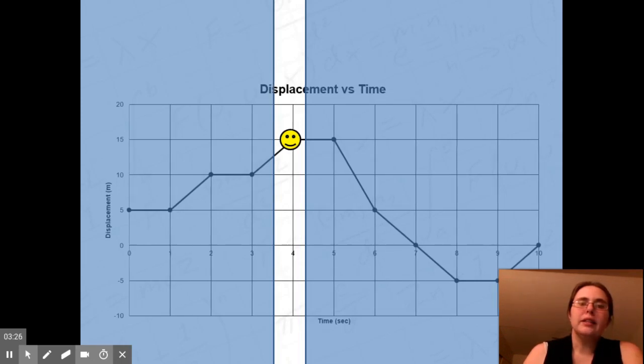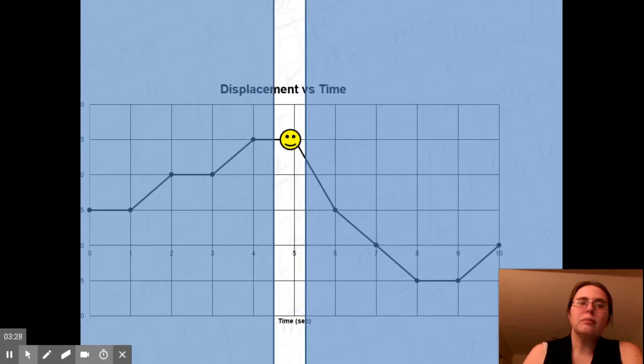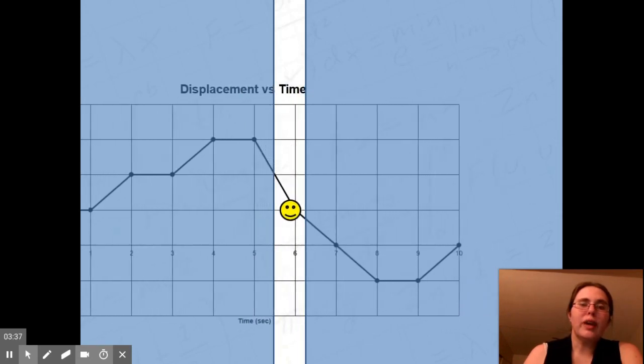And then it hangs out for a second at the 15 meter mark. And then it turns around and goes the opposite direction, but it goes pretty fast this time. It goes from 15 to 5 meters in just 1 second. So that is 10 meters per second in the negative direction. So a negative 10 meters per second constant velocity.